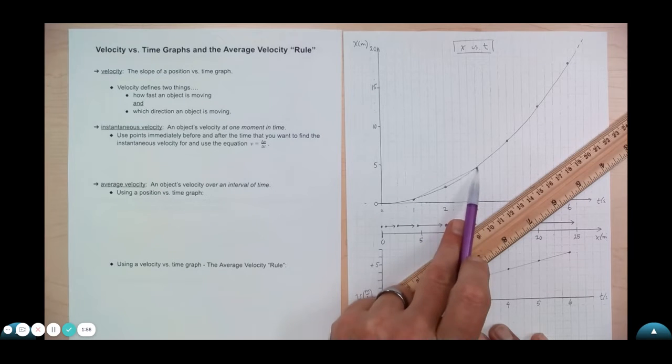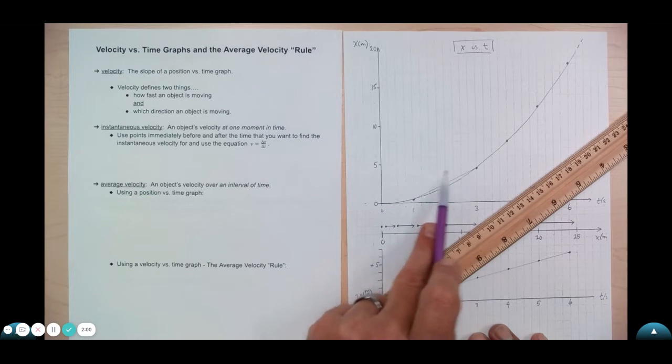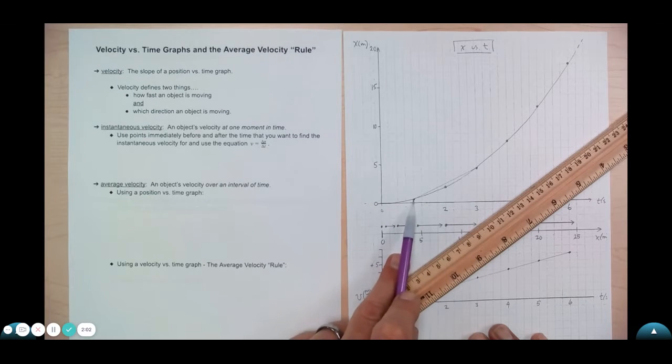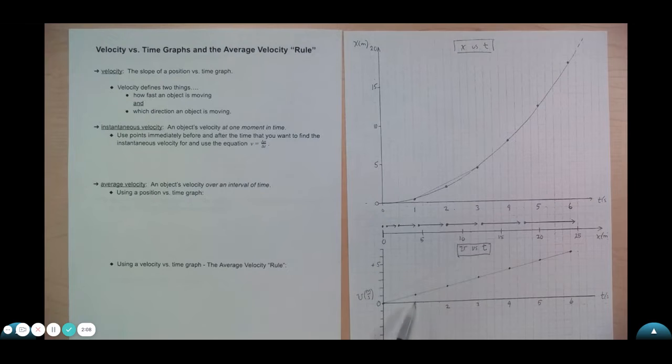So I would do the change in position from 1 to 3 seconds, and I would divide that by the change in time, which is 2 seconds. And I would end up getting velocity values from that. And that's exactly what I did down here, and I plotted this graph. This is just like the last video.